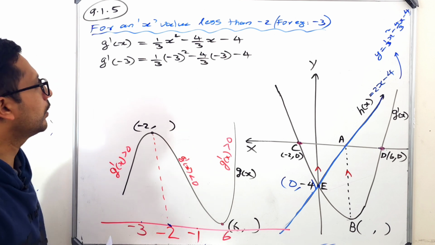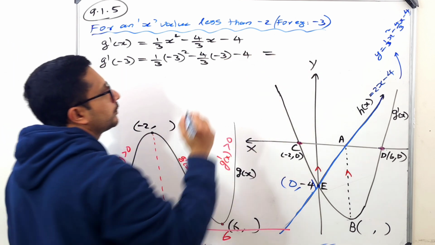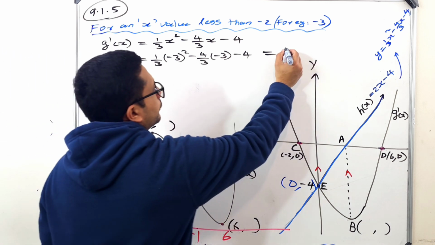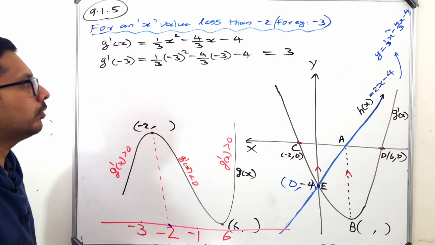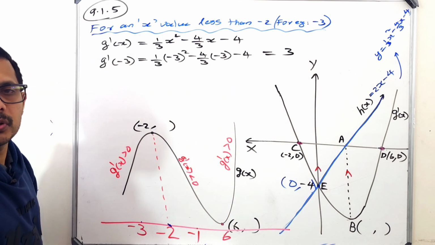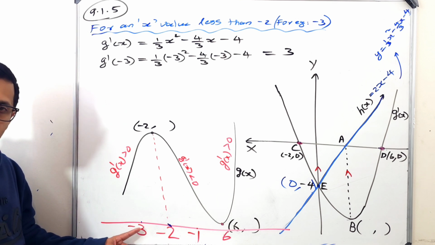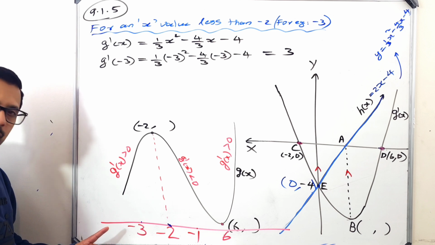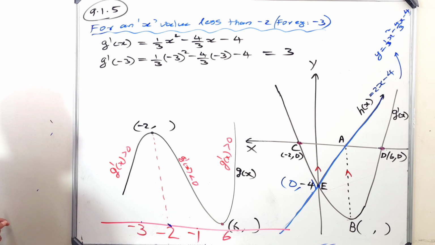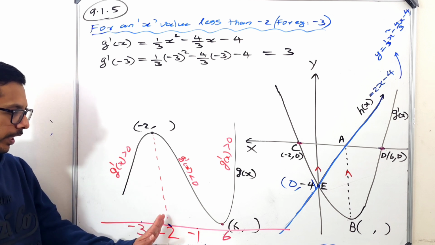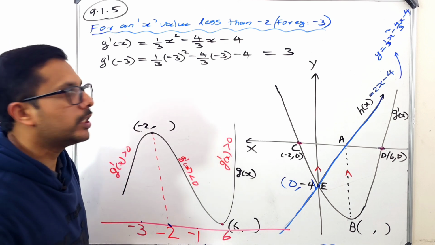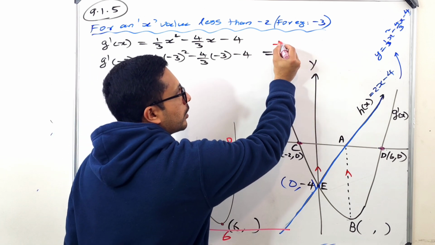Check in your calculator what the answer is. In your calculator, you will get positive 3. Now look at this one. When I substitute an x value before minus 2, for example minus 3, you can also substitute minus 4, minus 5, minus 6, minus 7, minus 8, no problem. Any x value before minus 2. So what is the answer I got? Positive 3. What is the symbol here?